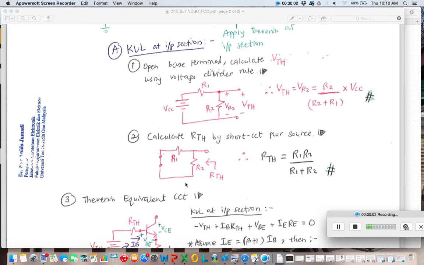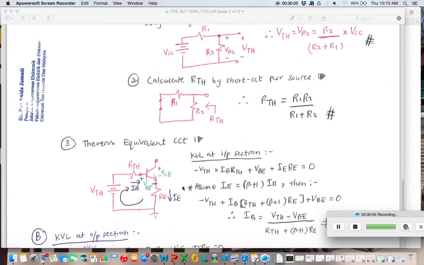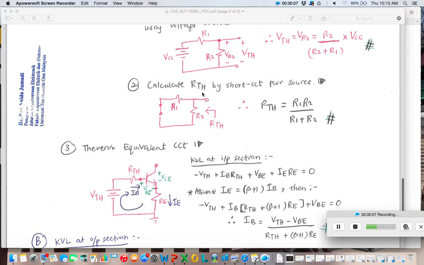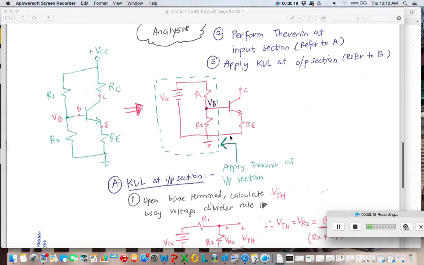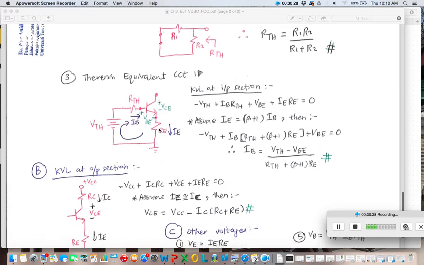Once you obtain VTH and RTH, what you need to do is plug them back into the BJT and RE circuit that you removed just now. Now you plug in the new VTH and RTH into the base terminal. So this is what happens: you plug in VTH here, with RTH connected to the base terminal.